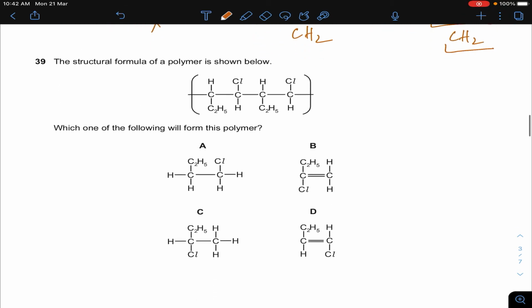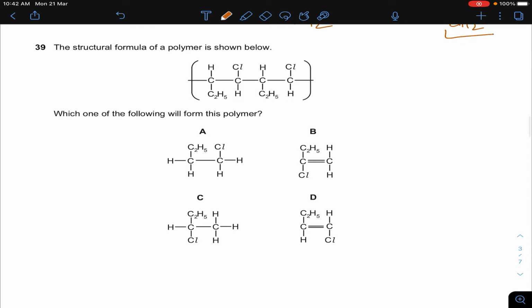Alright, next question is, the structural formula of a polymer is shown below. Now we have a structural formula of a polymer. Which of the following will form this polymer? Again, you have to find out the structure of the monomer, and again you will determine the repeating unit. I hope now everyone knows how to find the repeat. This is the pattern which is repeating again here. So that means we have got a repeat.